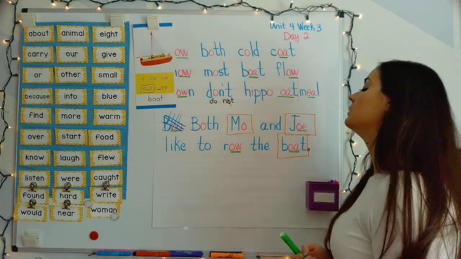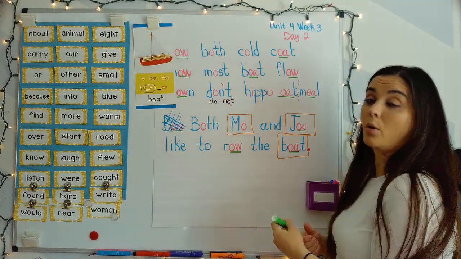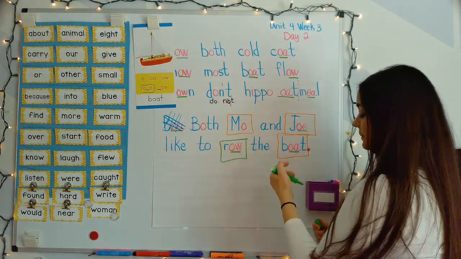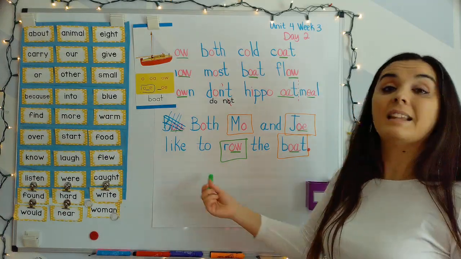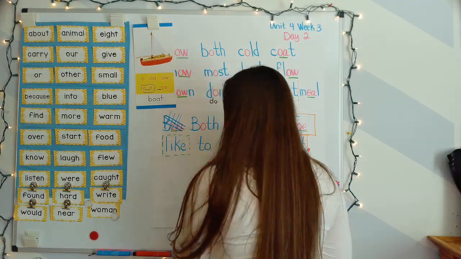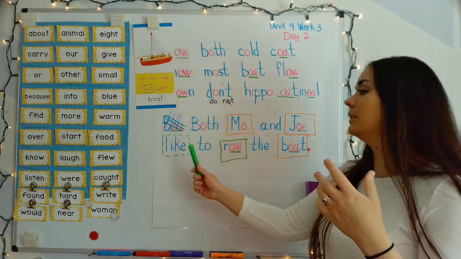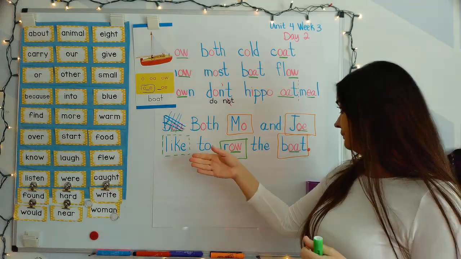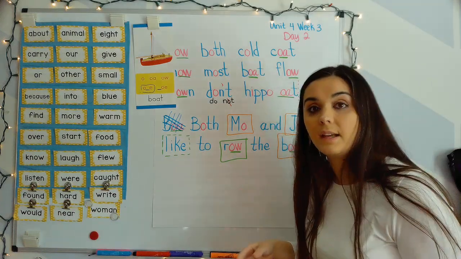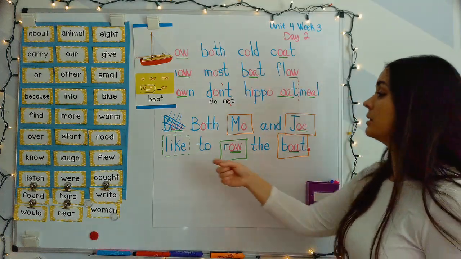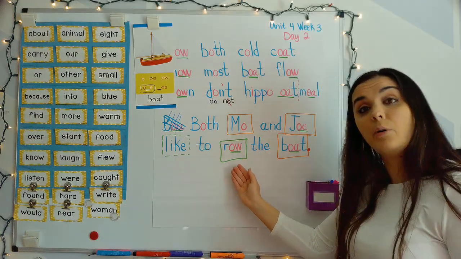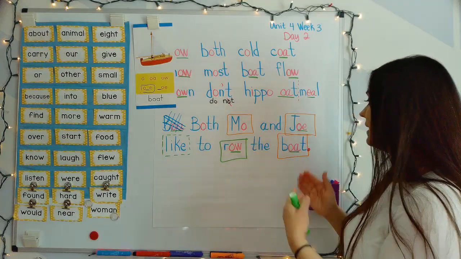And what about verbs? Row. That is what Mo and Joe are doing. And also, like. Like is kind of a verb. I'm going to put a dotted line around that. Mo and Joe like to row the boat. So it's talking about something that they are doing. What are they doing? They are liking something. What do they like? They like to row the boat. So there are 2 things that they are doing. They are liking something and they are rowing something. It's describing what they like to do.